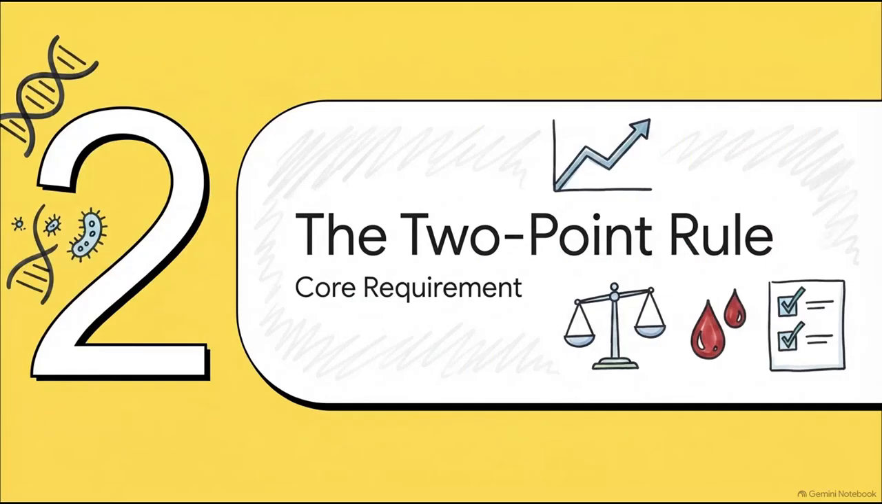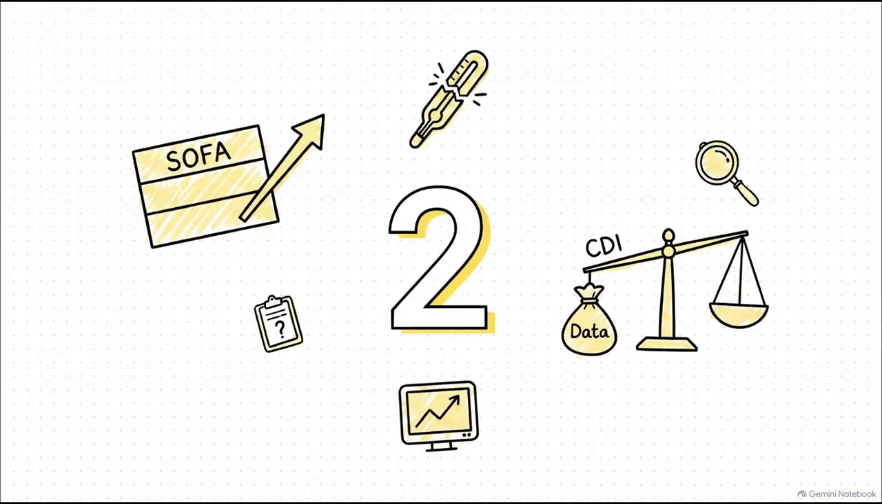Moving right along to Section 2, the 2-point rule, which is the core requirement here. This single, powerful number is exactly what every CDI specialist and coder must be hunting for: 2 or more. For a sepsis diagnosis to be clinically valid under Sepsis 3, the medical record absolutely must show an acute increase of 2 or more points on the SOFA scale. Honestly, if you don't have that shift, you don't have Sepsis 3. It is incredibly black and white when it comes to this objective data.